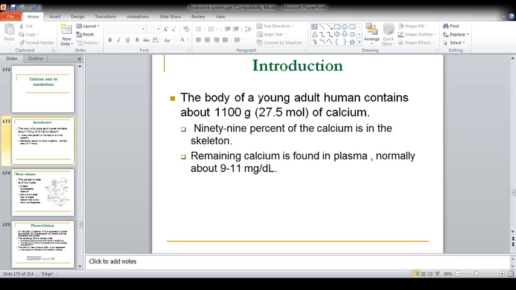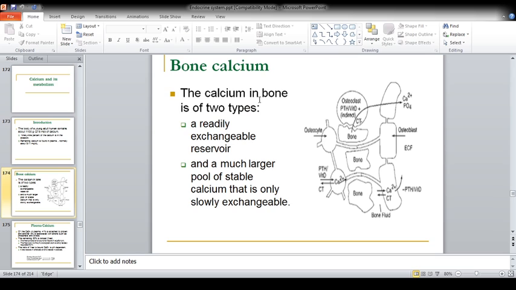Now the calcium is measured in different units. It is measured in milligram. It can be measured in milliequivalent as well as in millimoles. So it depends on the region where you are practicing. The major part where the calcium is located within our body is the bone.